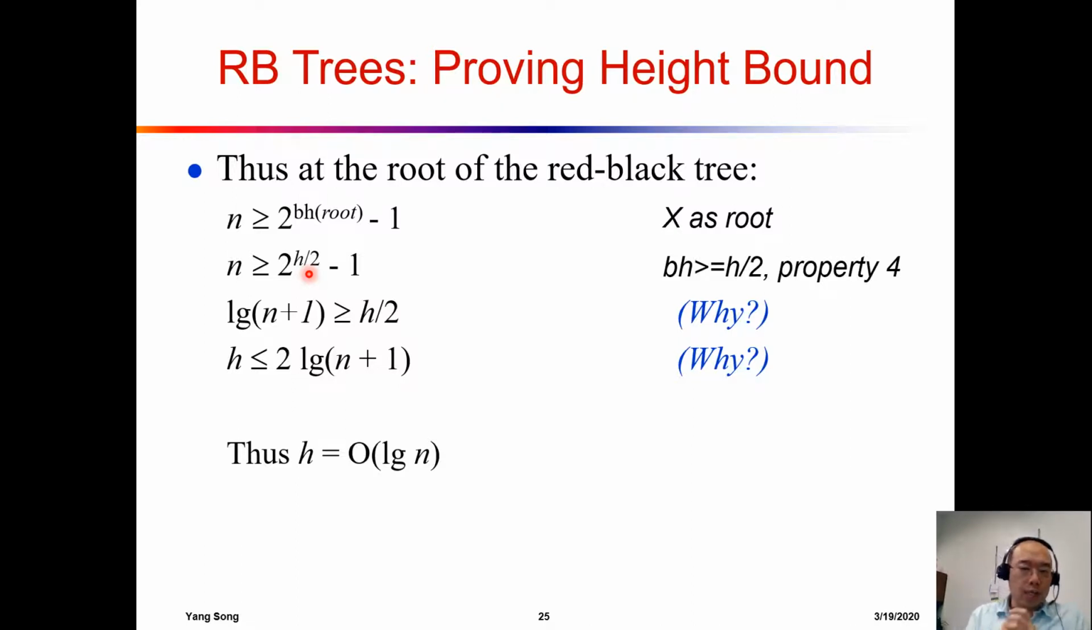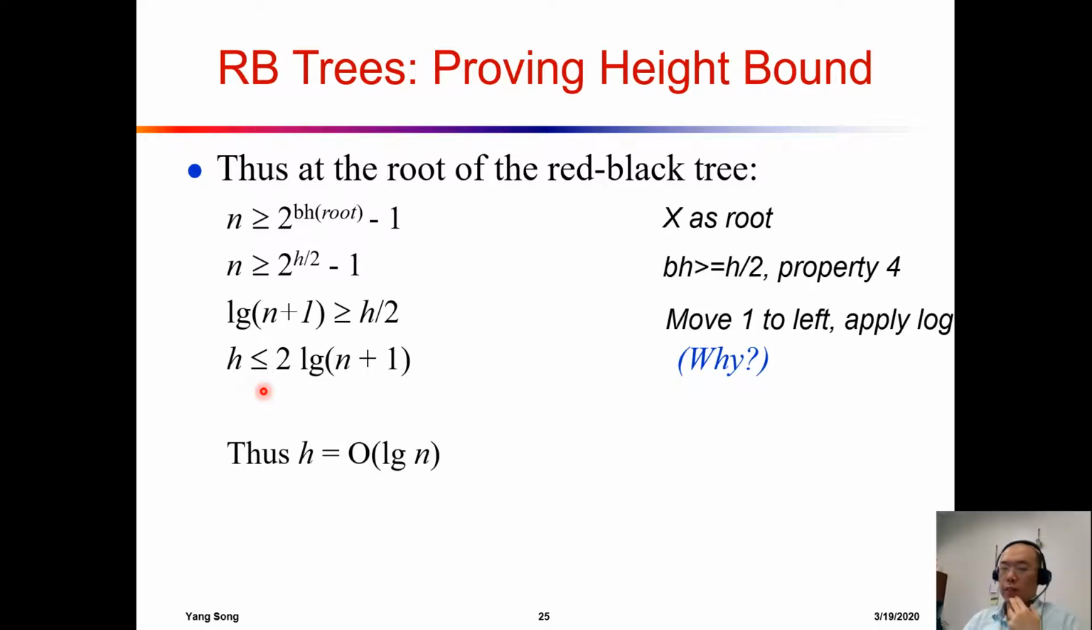Okay, the next part, starting from here, I'm moving the negative 1 to the right side, and then I'm applying the log to both sides. So we will have this. Eventually we want to move the divided by 2 to the other side, and then I will have this one. So h is smaller or equal to 2 log n plus 1.